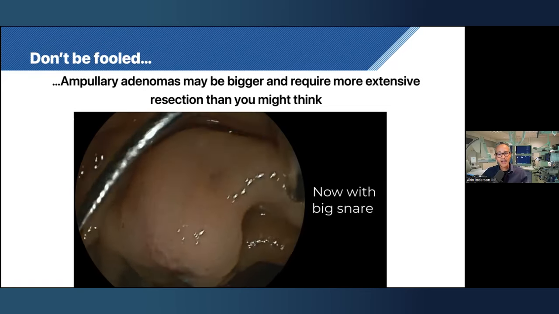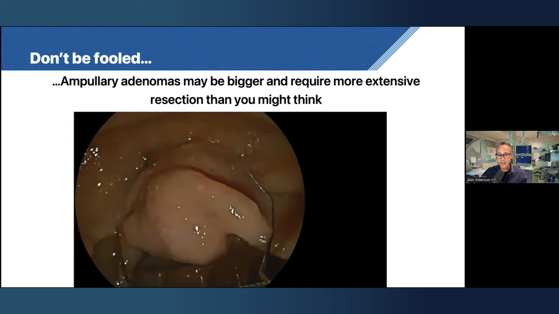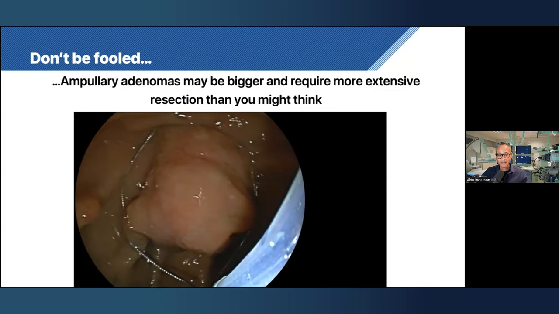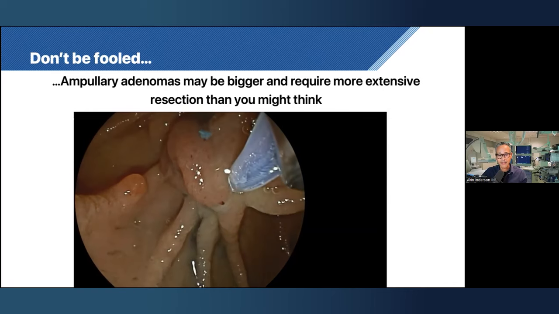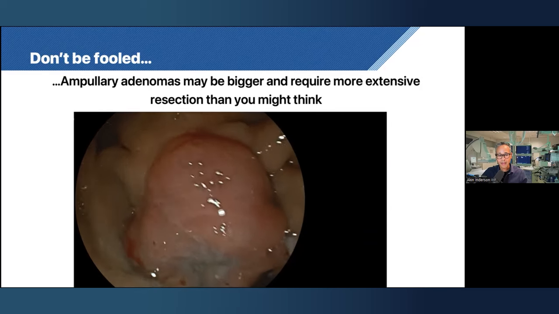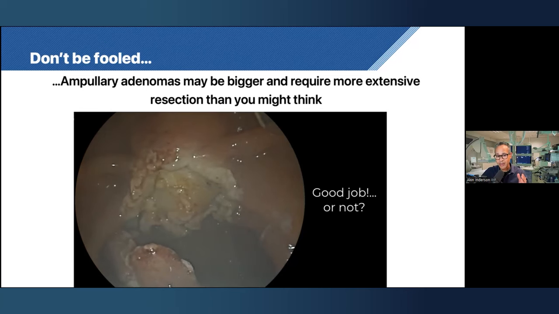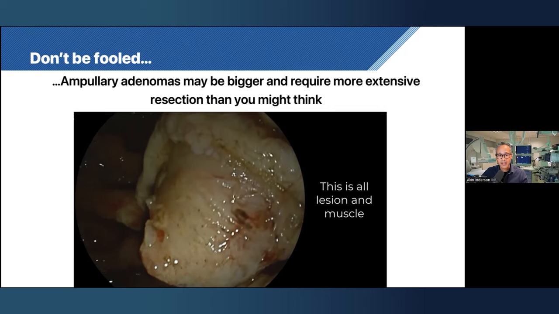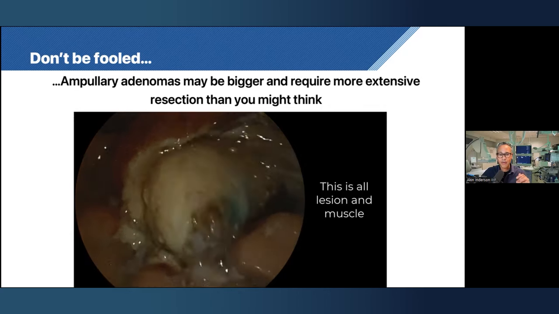Put it a little bit higher up into the duodenum, now with a large polyp snare, and resected it again. So grasped the entire lesion, hit endocut, but still, I thought I did a good job, or not, because here you see still a large portion of the adenoma is inside you.